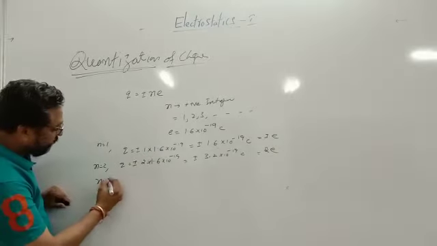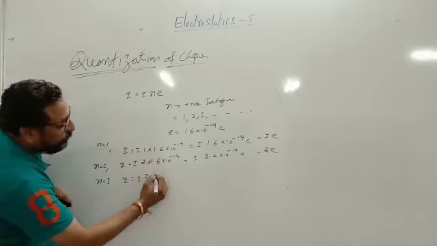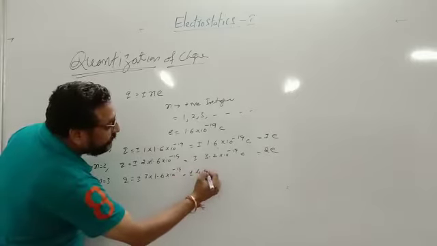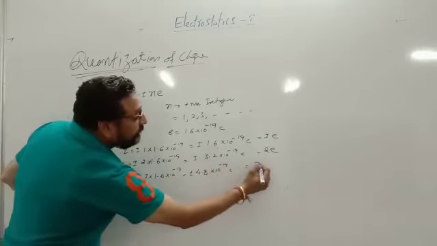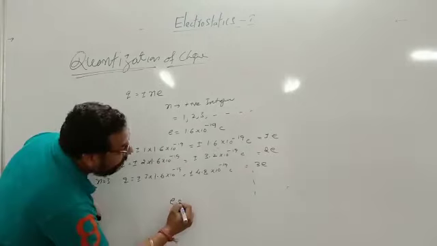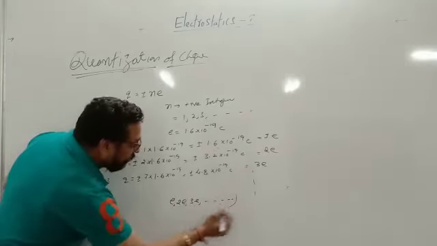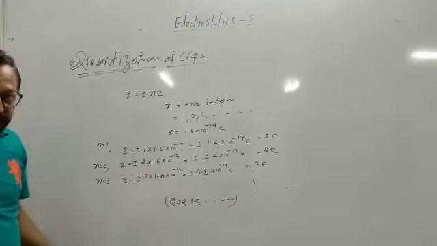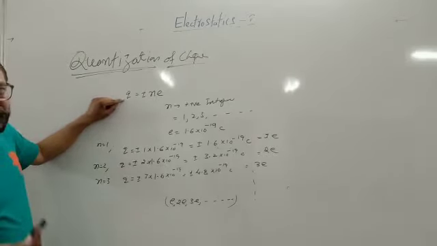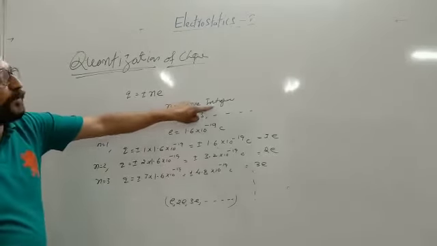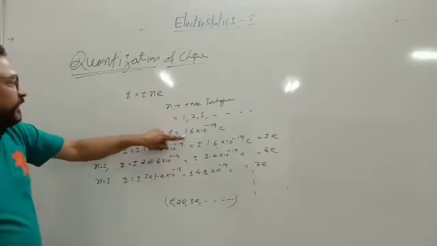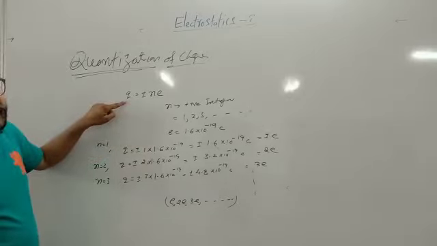If N is 3, then Q is equal to plus or minus 3 into 1.6 into 10 to the power of minus 19, that is plus or minus 4.8 into 10 to the power of minus 19, equal to 3e, and so on. It means we are taking out the value e, twice of e and so on. Hence, this is the principle of quantization. And what do we mean by quantization? Quantization means the total amount of charge on a body is always an integral multiple, a positive integer multiple, of the charge of an electron. This is called quantization of charge.